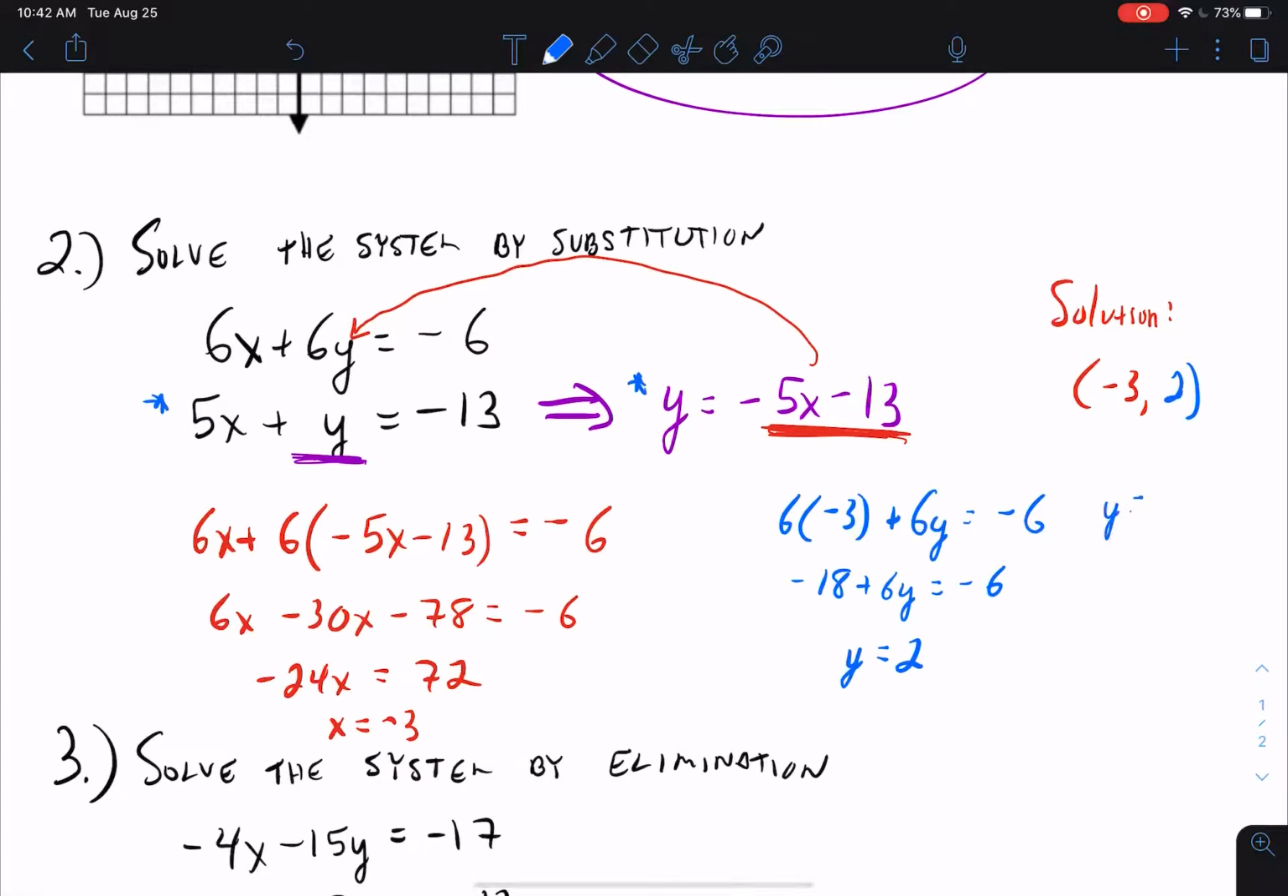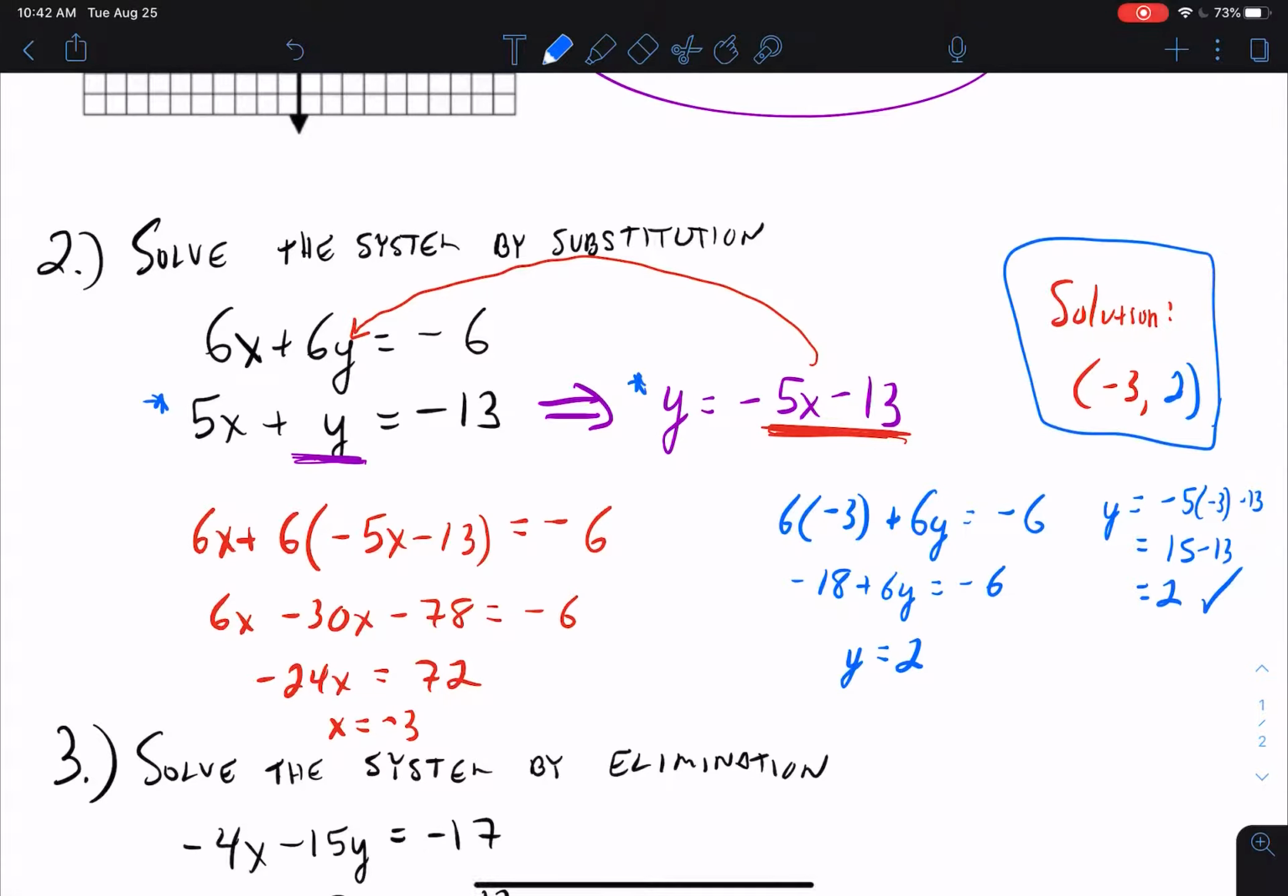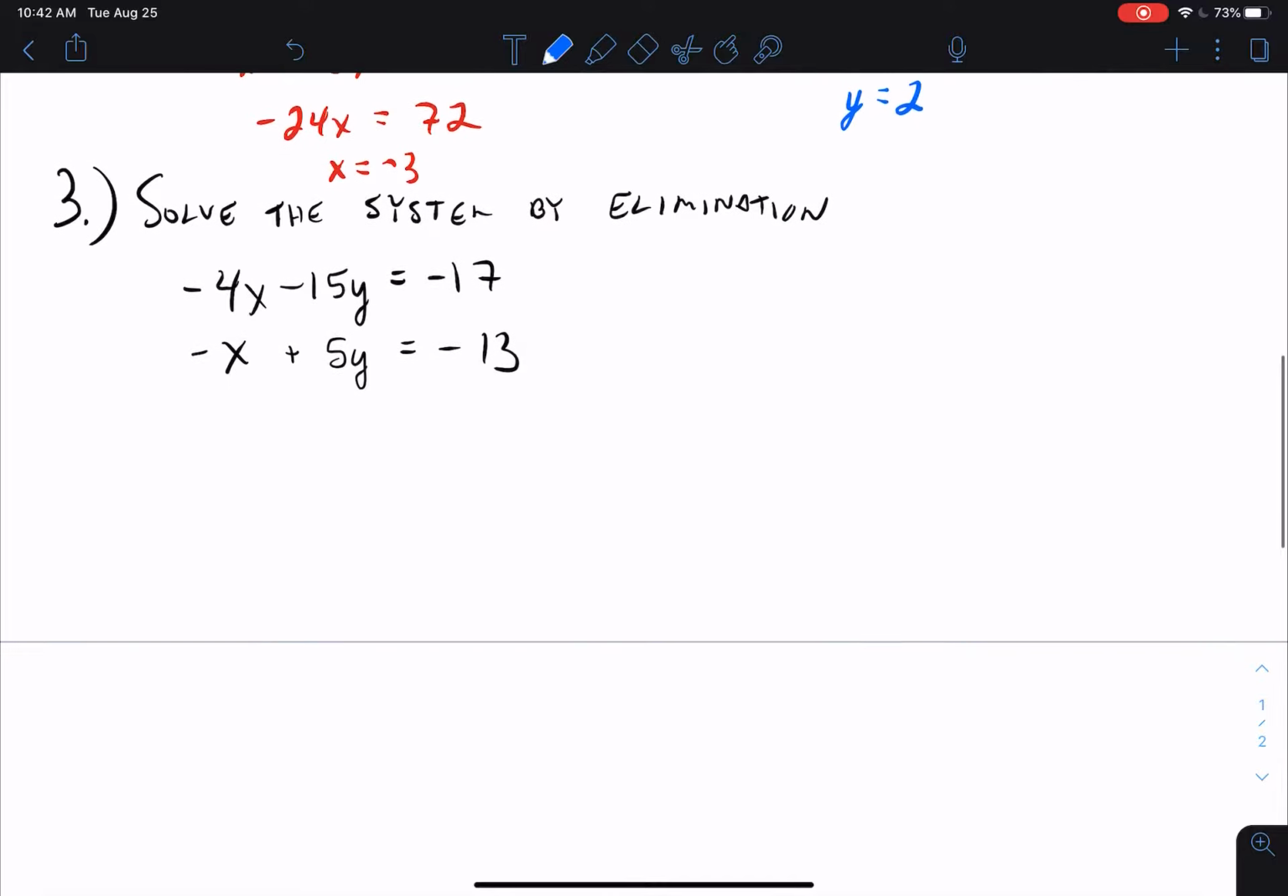So y equals -5x minus 13. I'm going to plug in -3 for x. So that's 15 minus 13. That equals 2. That checks out. So the solution to this system of equations is the coordinate -3, 2. Okay? And then the last algebraic method is called elimination.